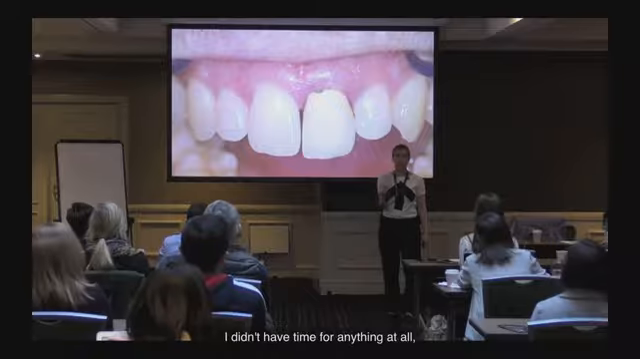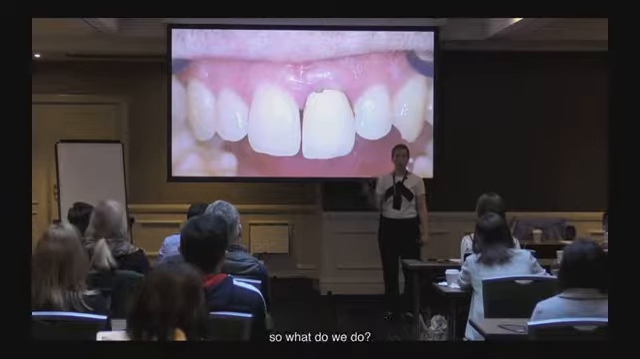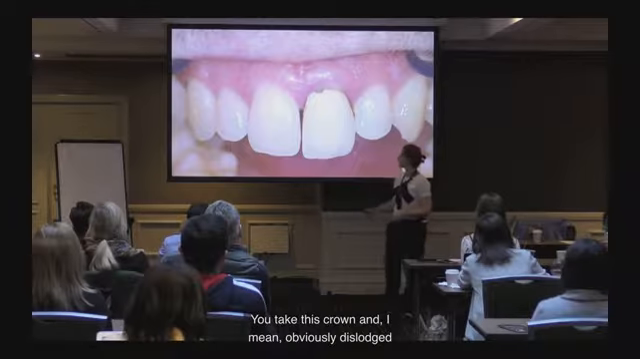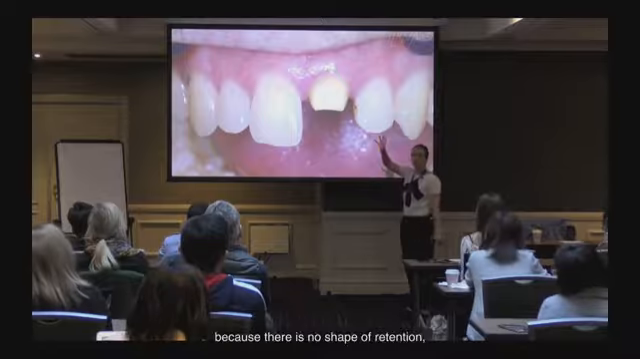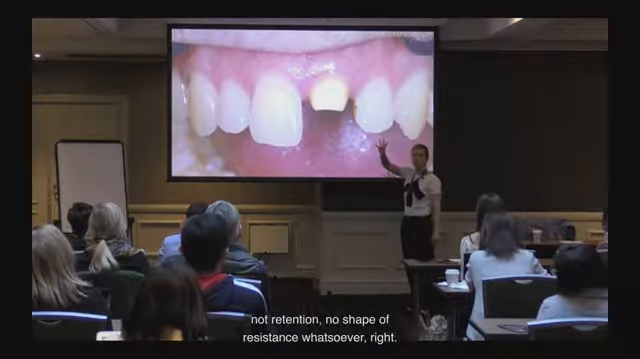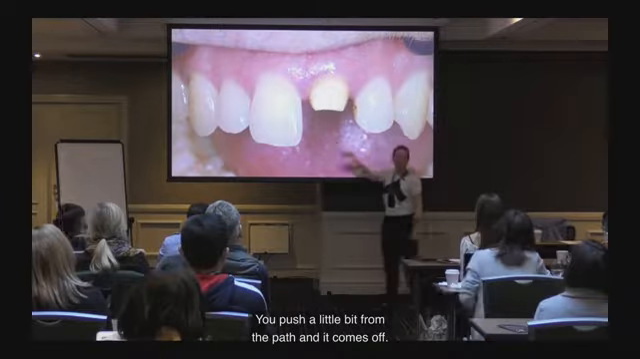I didn't have time for anything at all. I didn't have time for a core build-up or provisional. So what do you do? You take this crown. Obviously it's dislodged because there's no form of resistance whatsoever, right? You push a little bit from the palate and it comes off.